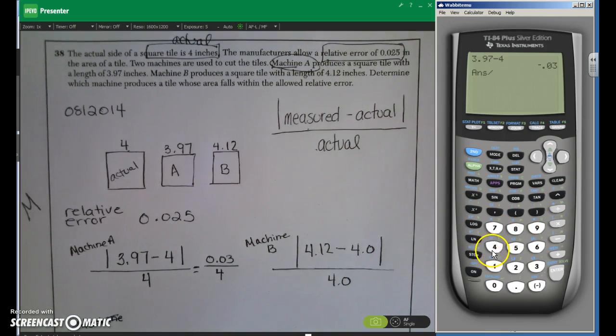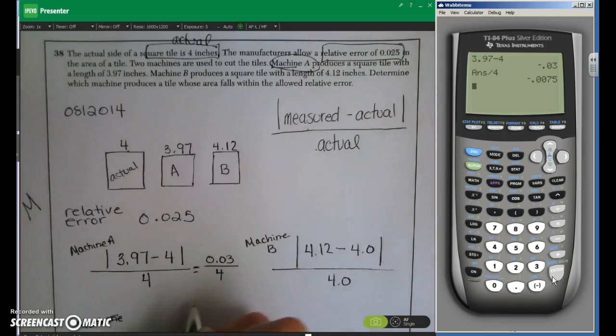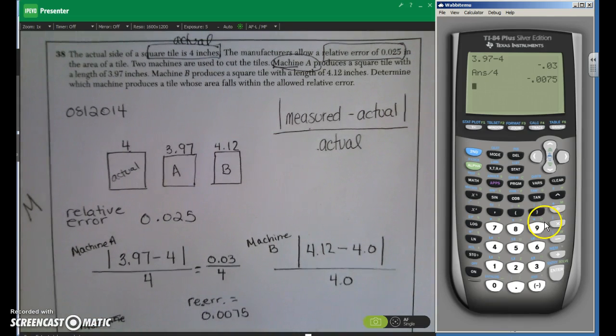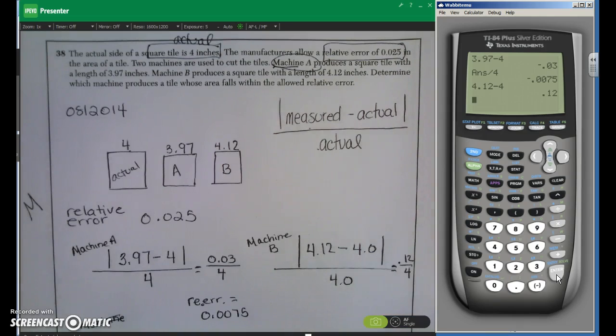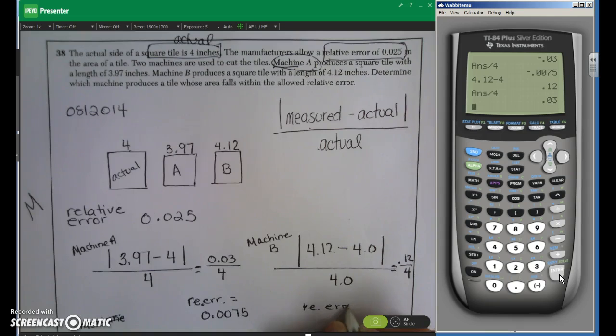That's going to be divided by 4. So I know that my relative error is going to equal 0.0075. Now for machine B, I have my 4.12, which is my measured, minus my 4, which is my actual. So that's going to give me 0.12. I'm going to divide that by 4. This 4 is my actual. And here, my relative error equals 0.03.